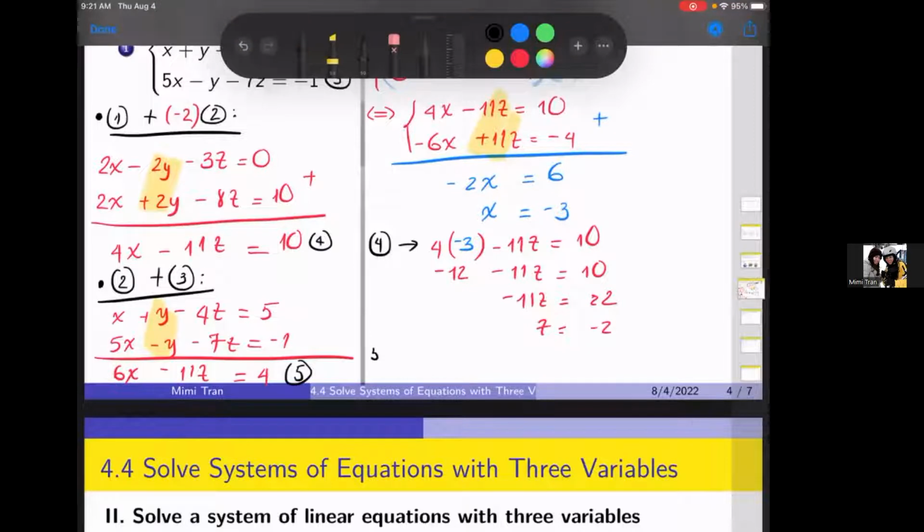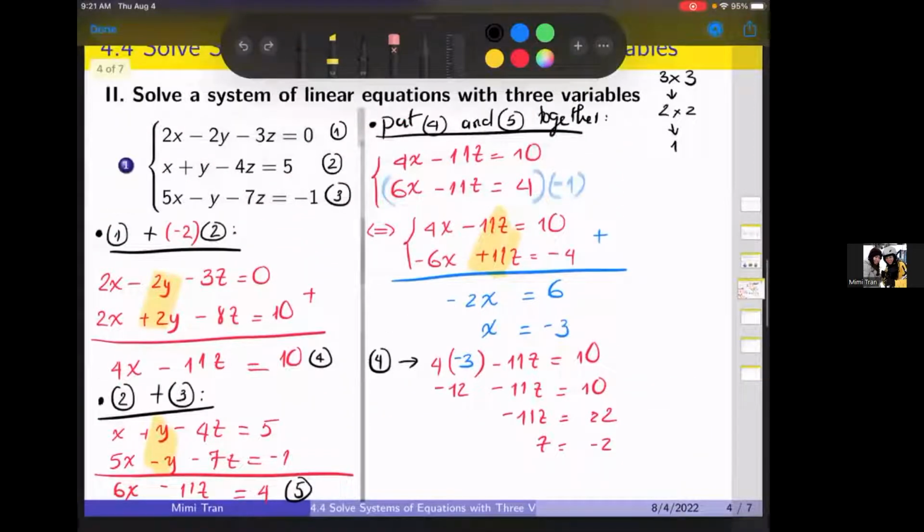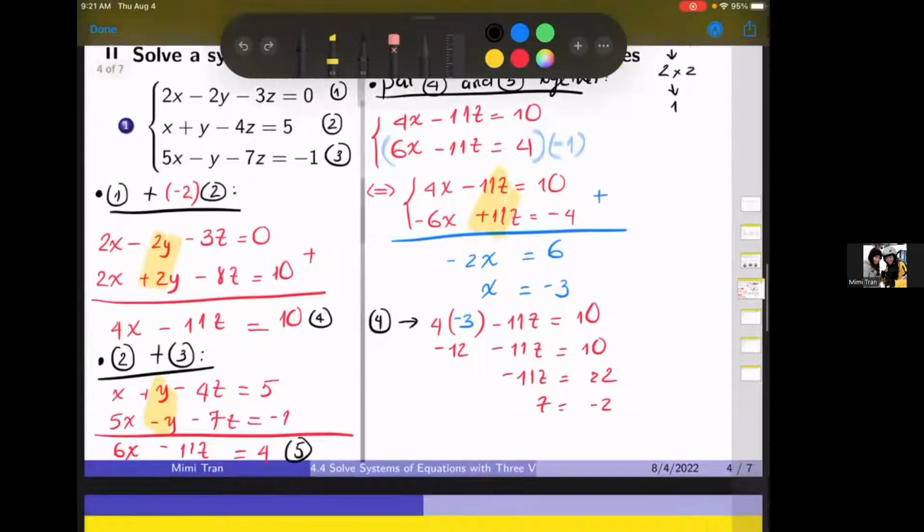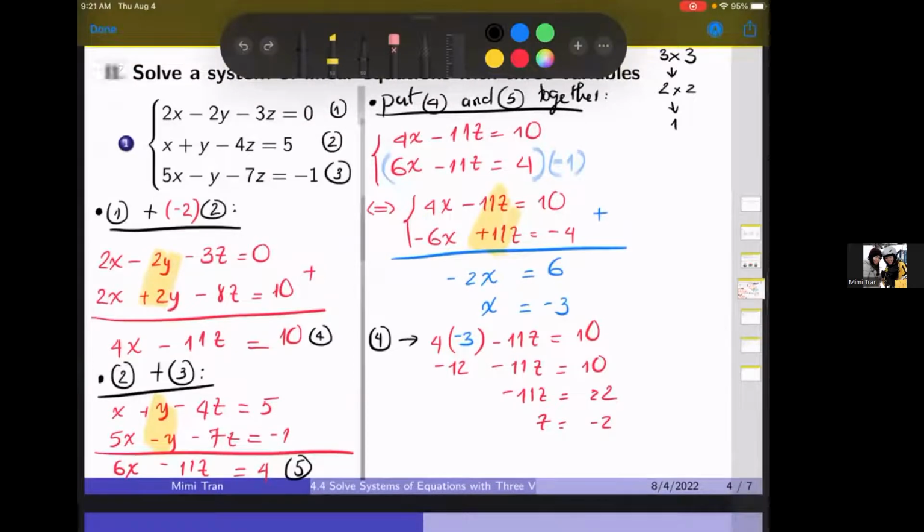All right, equation 5. Oh, no, my bad. I'm sorry. I'm gonna pick equation number 2. The reason I'm picking number 2 is because y is positive, so it's easy for me to solve. Well, you can pick either 1 or 3. Okay, so equation 2.